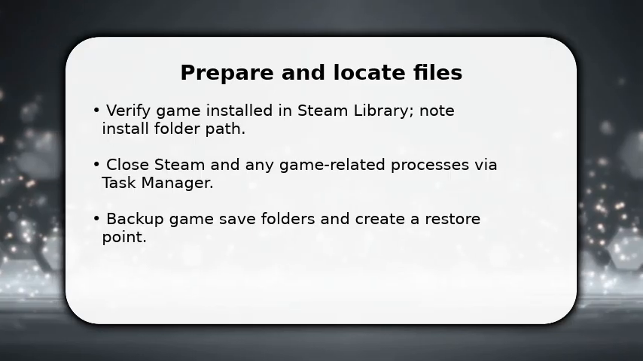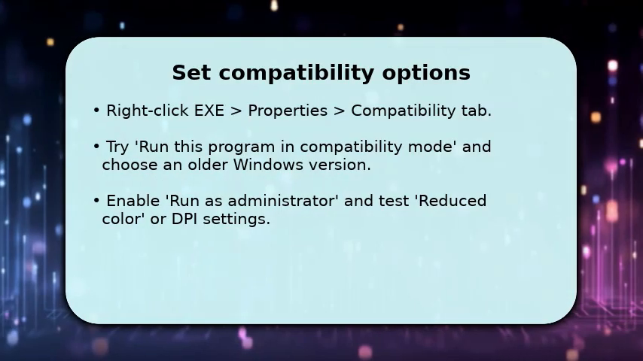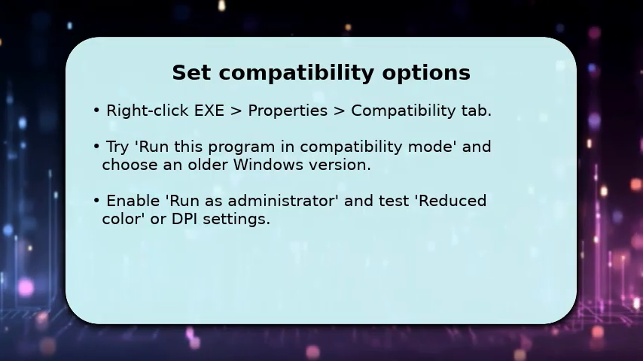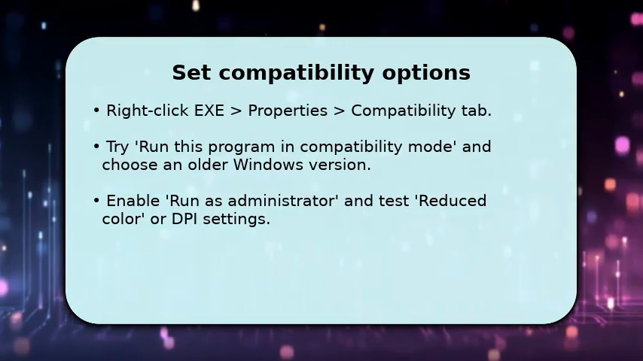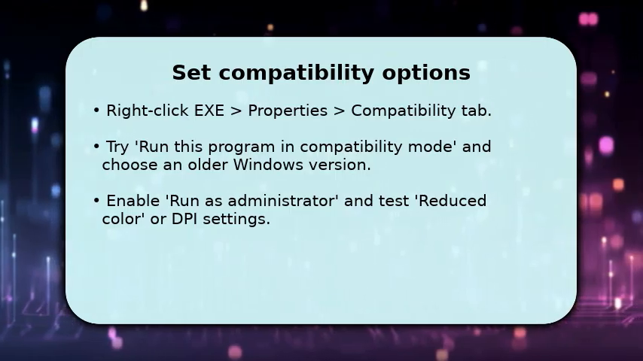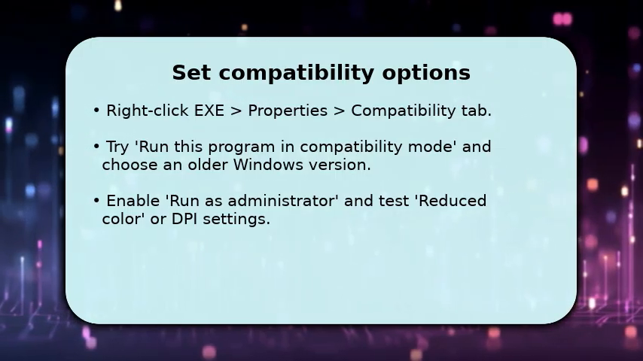You now change the executable's compatibility flags to emulate the environment the game expects. Right-click the exe, open Properties, then the Compatibility tab. Check Run this program in Compatibility Mode and choose the closest Windows version that previously worked.